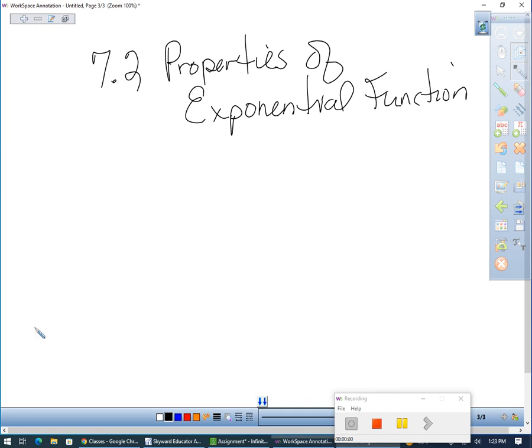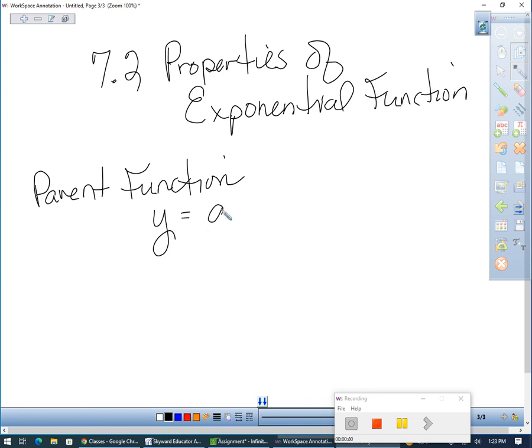Awesome. So if our parent function is y equals ab to the x, again, reminding you that a is our initial y-intercept, right?